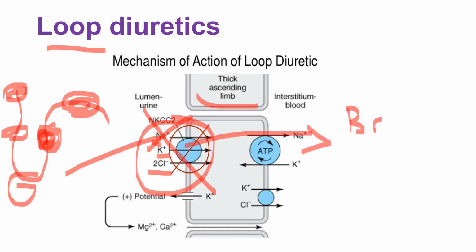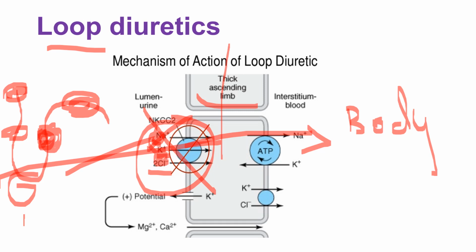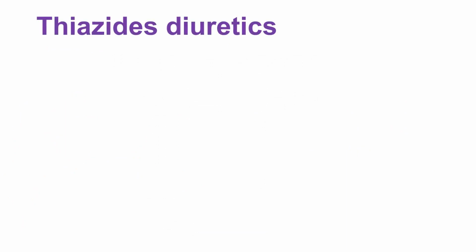This is body. So this is body side. Fine. This is excretory system side. So when this water is traveling like this, sodium and potassium and chloride is excreted and it is not allowed to enter the body. Fine. So the mechanism of action of loop diuretics is to inhibit sodium, potassium and chloride and excrete in the urine. As a diuretic.